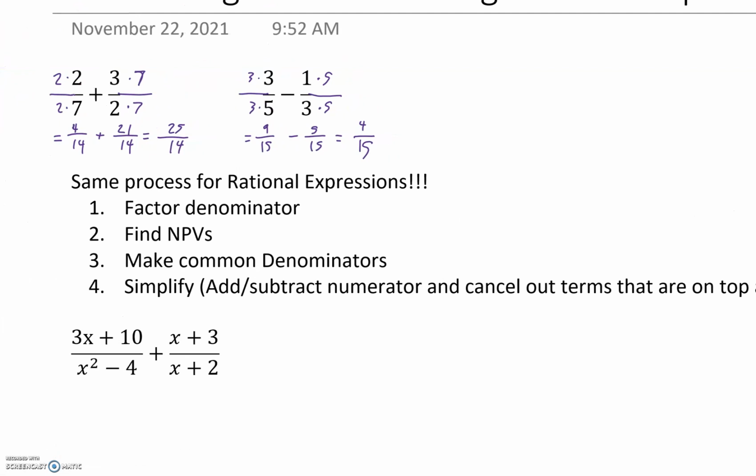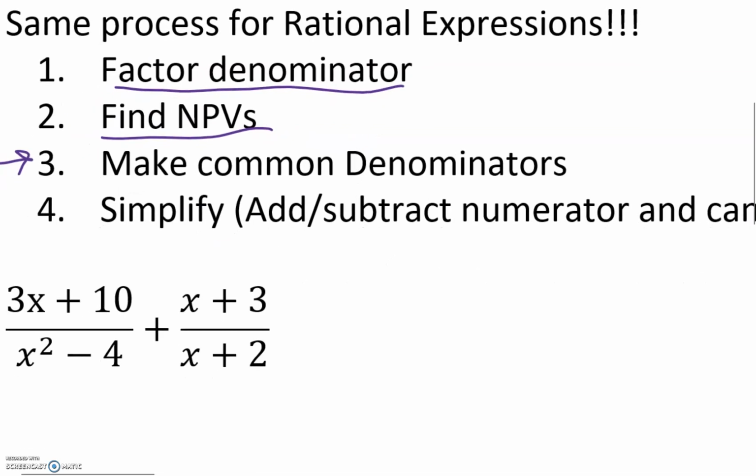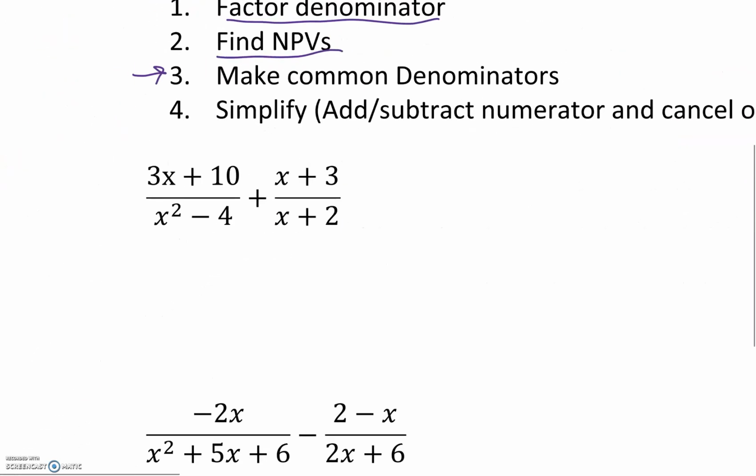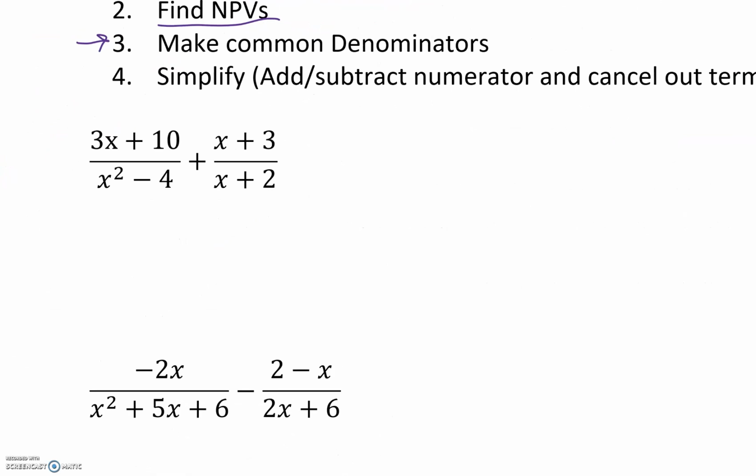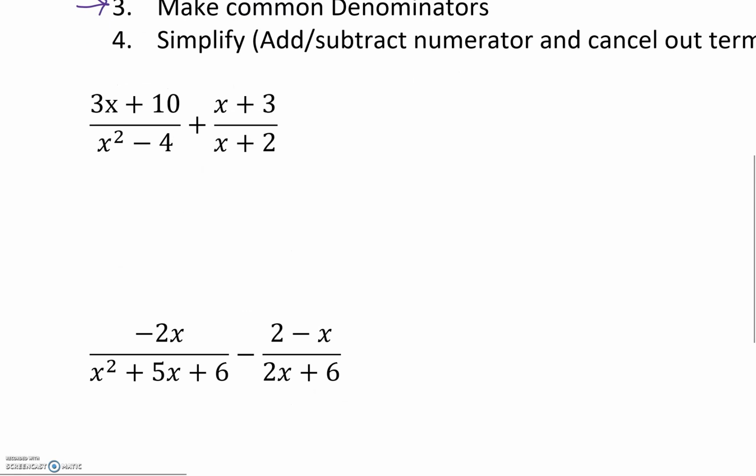Okay, so that's the process here. Same sort of thing with rational expressions. We have to get common denominators, but to do that, that's step 3. To do that, we actually have to factor first, find the NPVs, and once we've factored, it makes it so much easier to find common denominators. Let me show you what I mean. And then finally you simplify, add or subtract or whatever. Okay, so let's do this first one together, and then you can try the second one on your own.